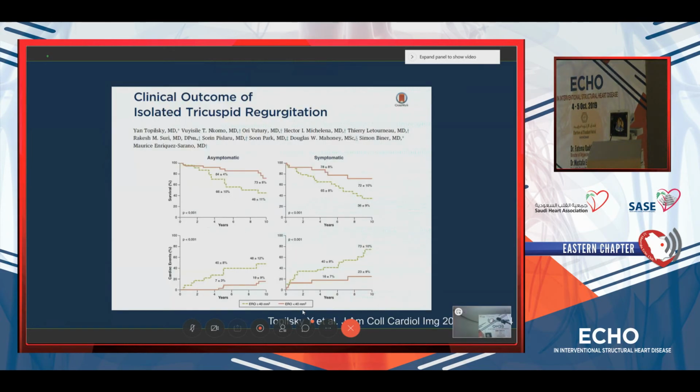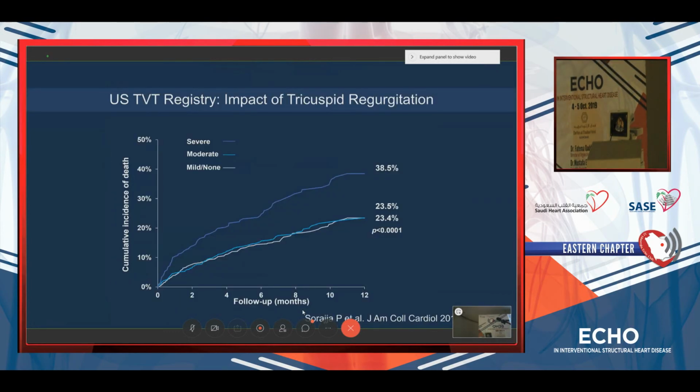So we know that outcomes of untreated isolated TR is bad. You can see here whether you're asymptomatic or symptomatic, severe TR leads to worse survival and more cardiac events. We also know in the United States, in patients who have mitral clip procedure, if they have severe TR, the 1-year mortality is almost 40%.